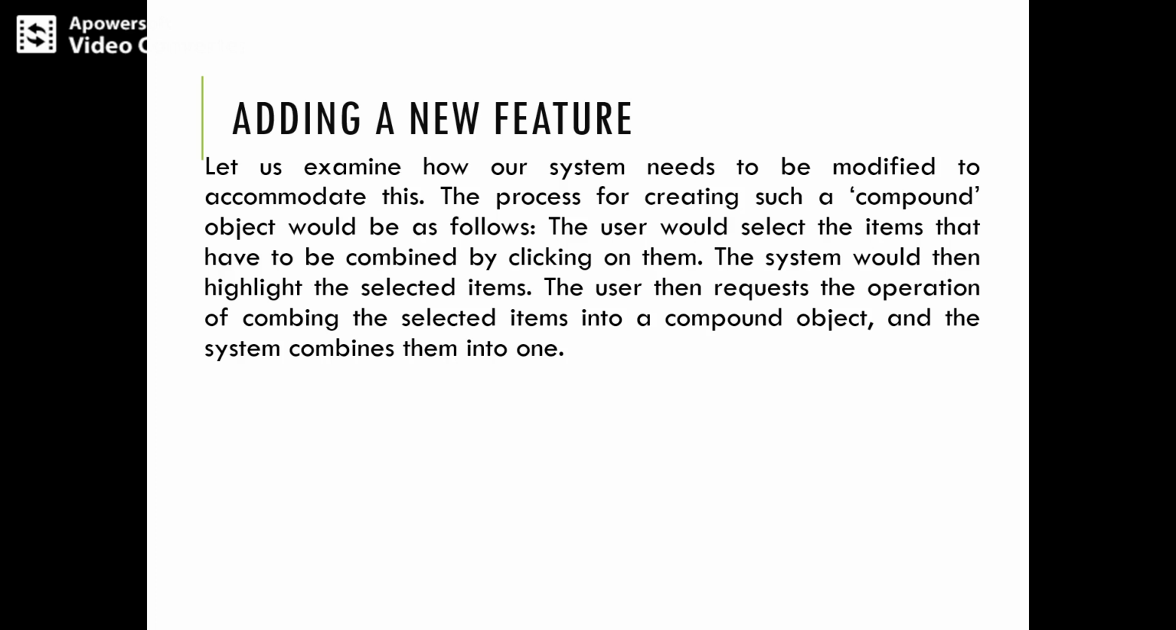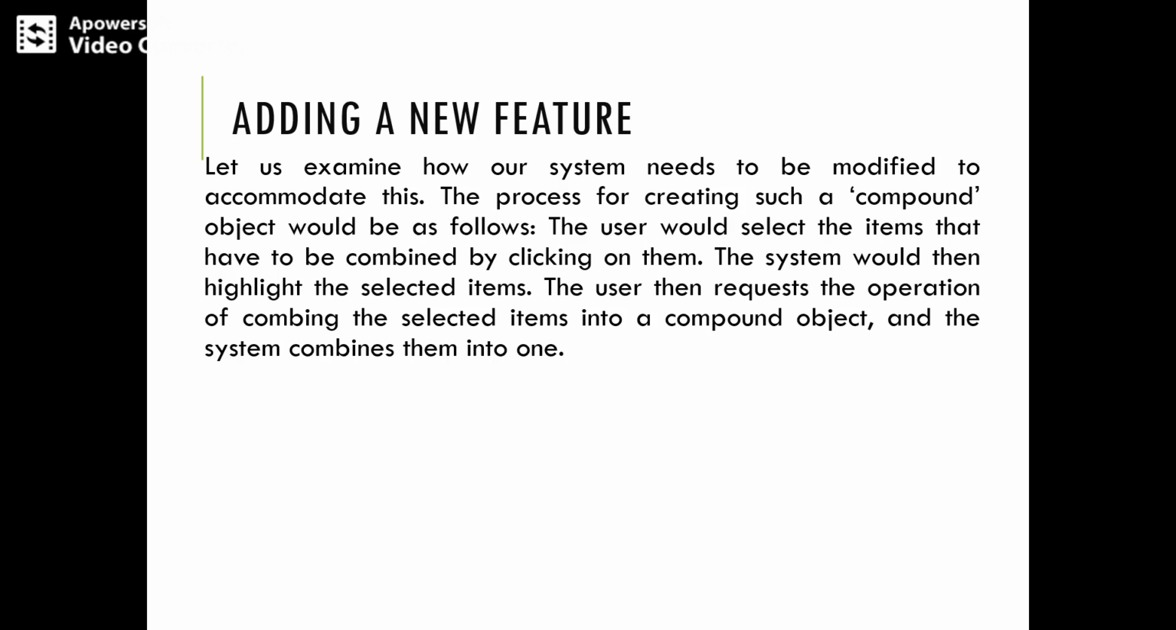So next we will talk about adding a new feature. How and why we need to add the new feature. Here, let us examine how our system needs to be modified to accommodate adding a new feature. The process for creating such a compound object would be as follows.